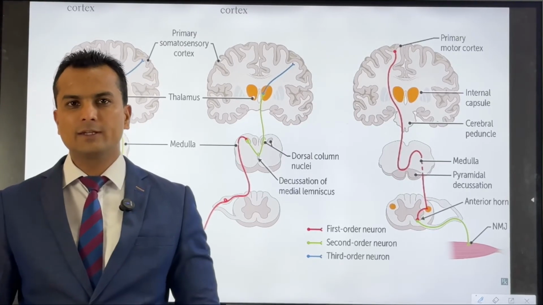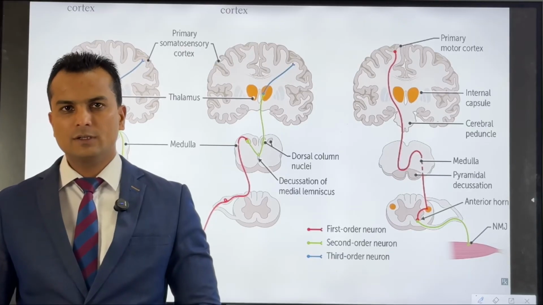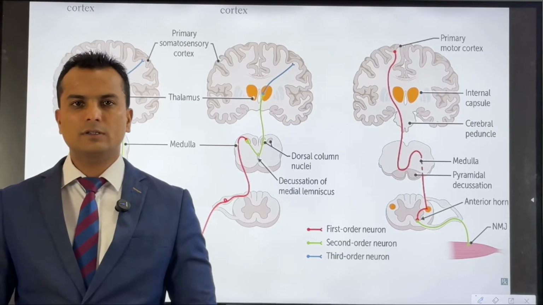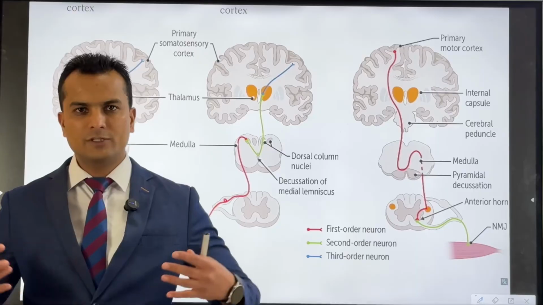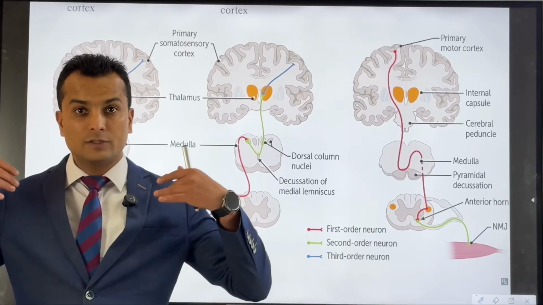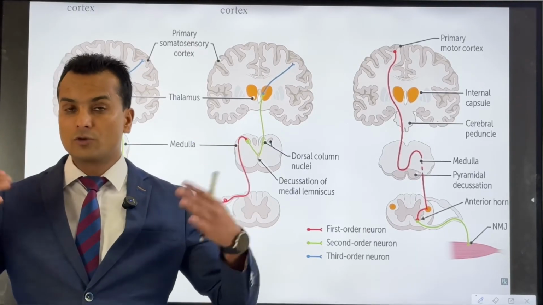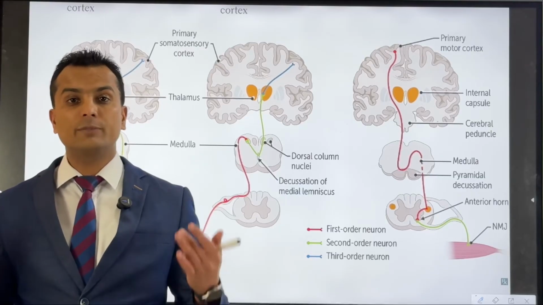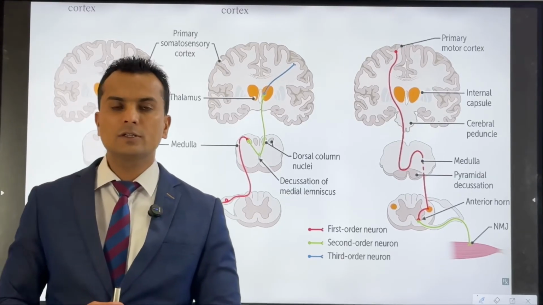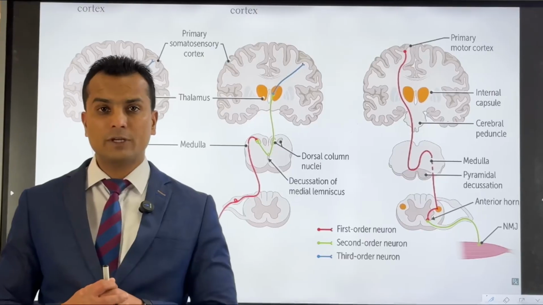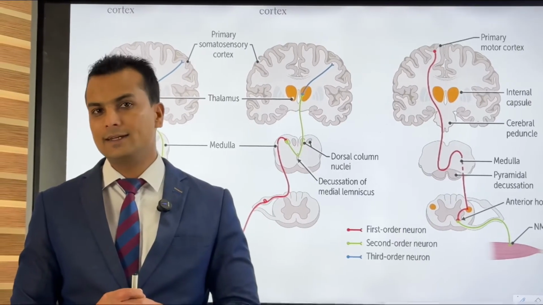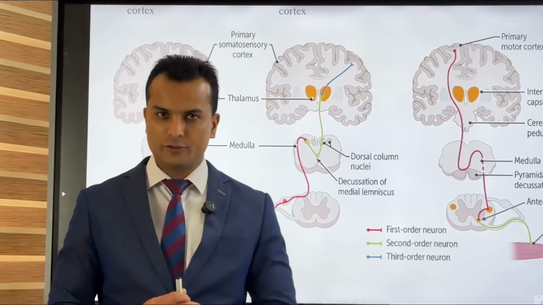Maybe I have not explained the neurons in the first lecture. That's why there were some queries about how many neurons take important sensation to your cortex, and how many motor neurons help in voluntary movements. So in this lecture we are going to especially discuss these ascending and descending order neurons.